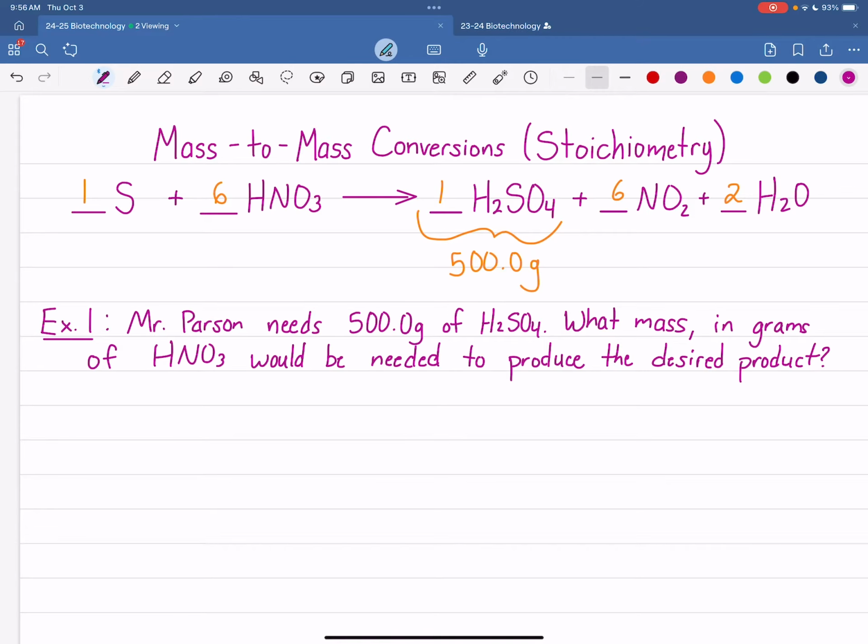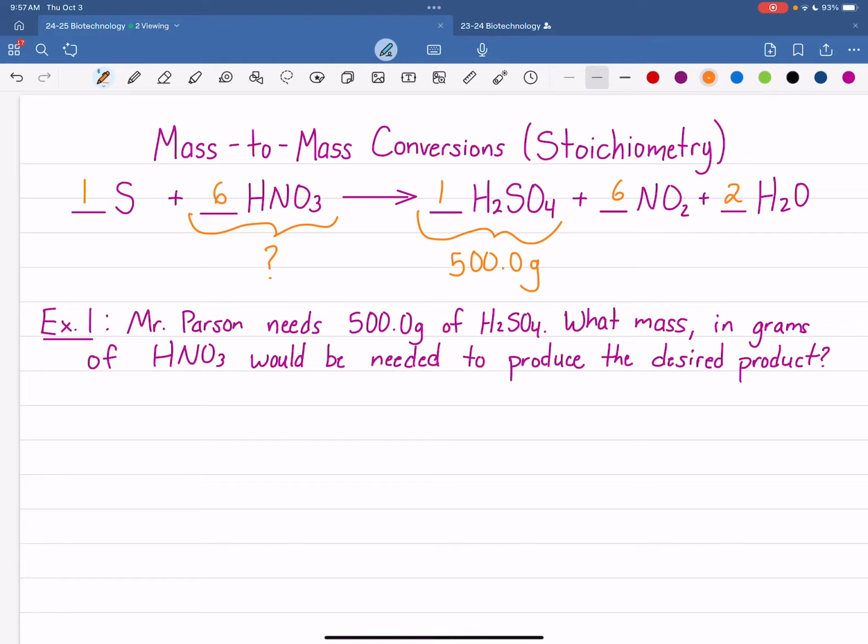Alright, here's our first example. For whatever reason, Mr. Parson needs 500 grams of sulfuric acid, H2SO4. What mass in grams of HNO3 would be needed to produce the desired product? So really what we're looking for is, before we do this reaction, how much nitric acid do I need to start with in this reaction with sulfur to produce the amount of H2SO4 that I want?